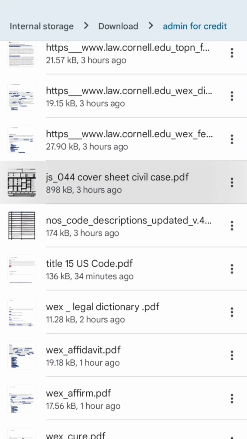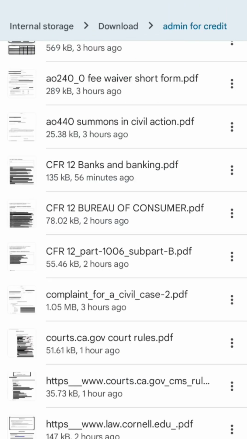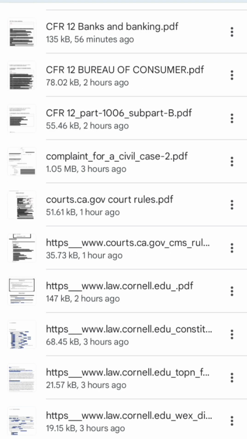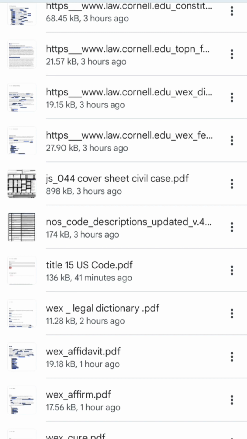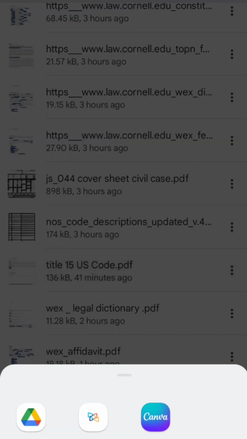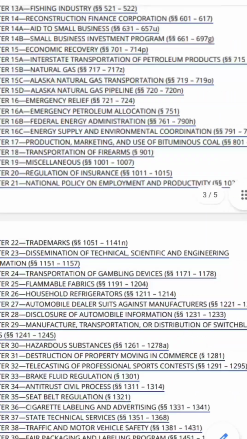So now, how do we validate a debt? I do try to take you guys through so you can actually find the information and know how to search through it. So we're going to go to US Code.